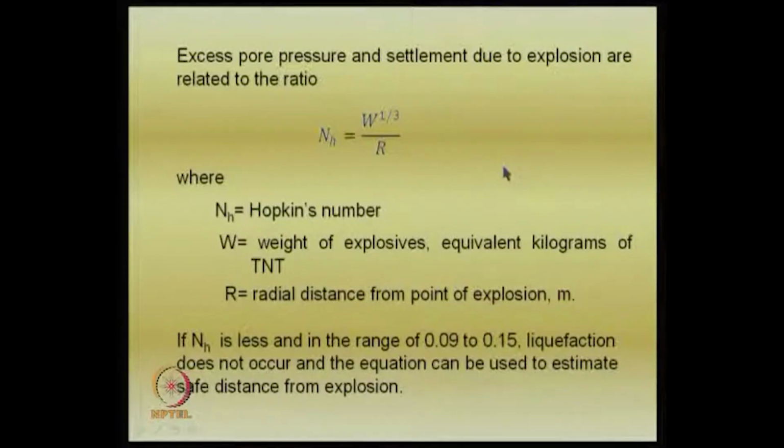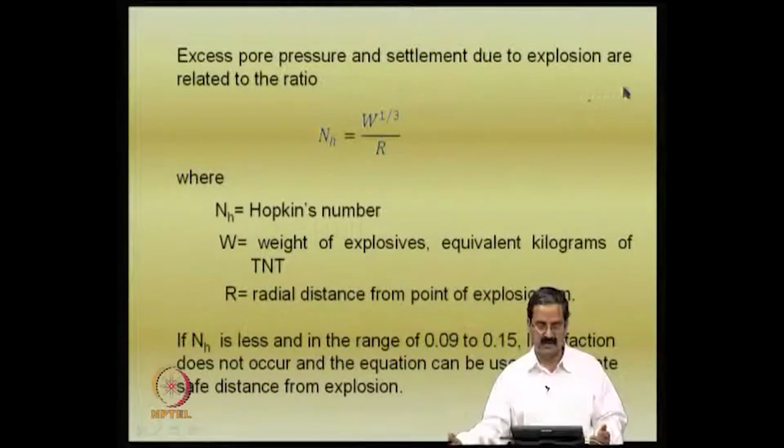And how do you actually understand and calculate the system? As I just mentioned, the excess pore pressure and the settlement due to explosion are related to the ratio called NH, which is nothing but the weight of the explosives divided by the radial distance from the point of explosion in meters. This is what is called the Hopkins number, and if you know the weight and the radius, you can get this number.